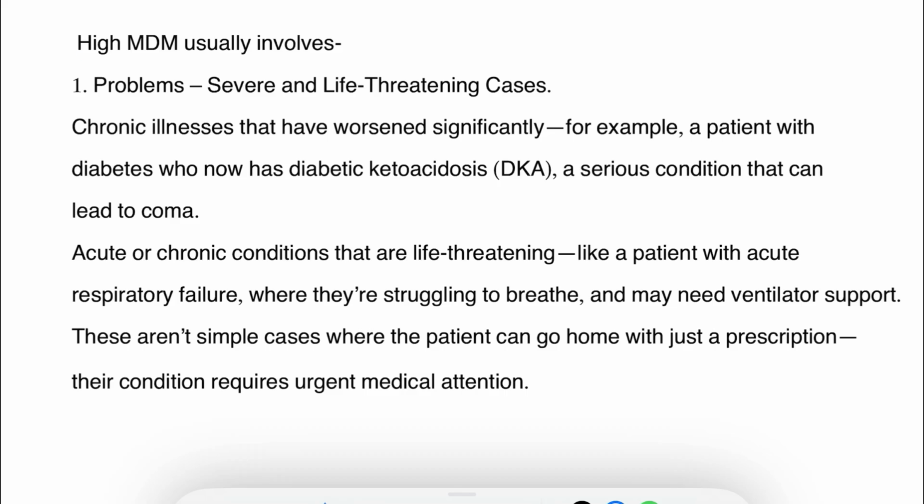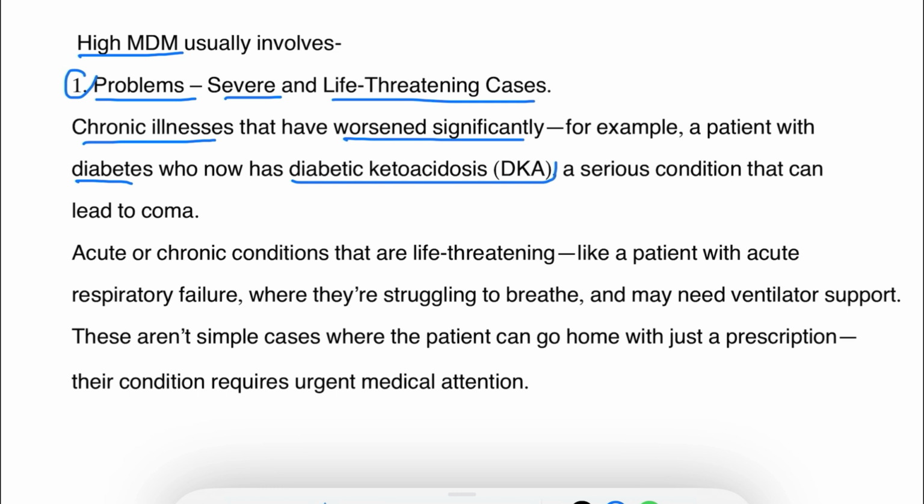Let's start the video. High MDM usually involves, 1. Problems: severe and life-threatening cases. Chronic illnesses that have worsened significantly. For example, a patient with diabetes who now has diabetic ketoacidosis, DKA, a serious condition that can lead to coma. Here the patient has the chronic illness diabetes, but due to uncontrolled sugar levels, his diabetes worsened and led to ketoacidosis, which is an emergency condition that needs immediate medical attention.